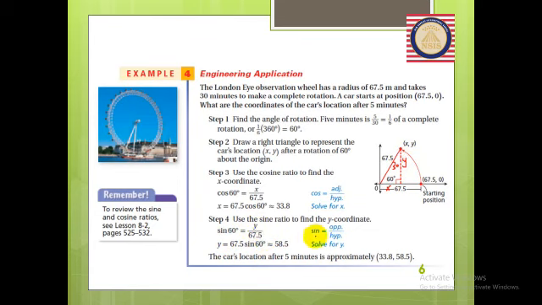Do you remember the sine? It's opposite over hypotenuse. Then I make cross product and solve to get y. So the car's location after 5 minutes has this x and this y, which I get from the triangle. Easy? Okay.